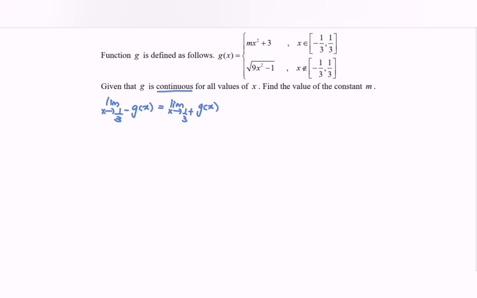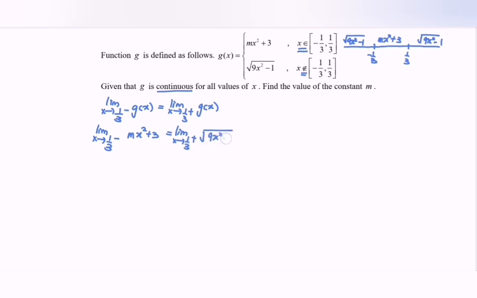So let's focus on the limit when x approaches 1 over 3 from the left. Referring to the number line here, x is a subset in negative 1 over 3 until 1 over 3, meaning that here we have m x squared plus 3. Then not included means that we have the square root of 9x squared minus 1. So referring to this part, 1 over 3 from the left, we will have mx squared plus 3 equals the limit when x approaches 1 over 3 from the right for the function square root of 9x squared minus 1.